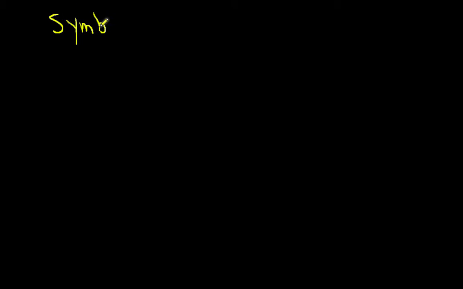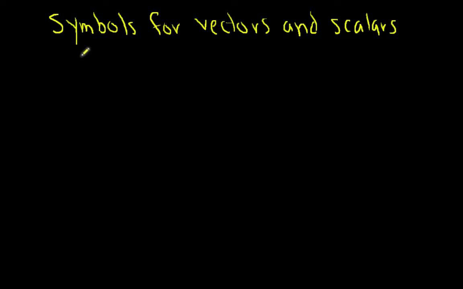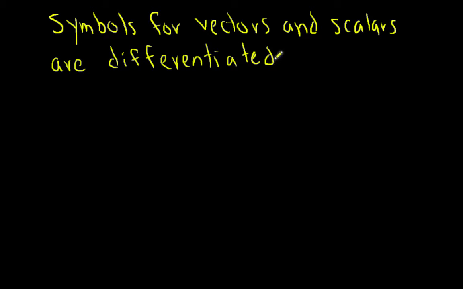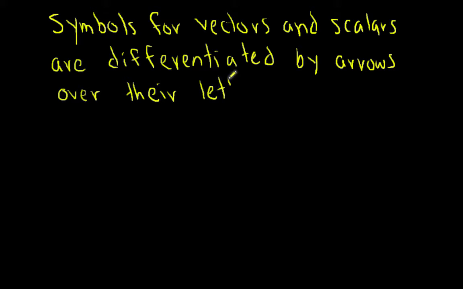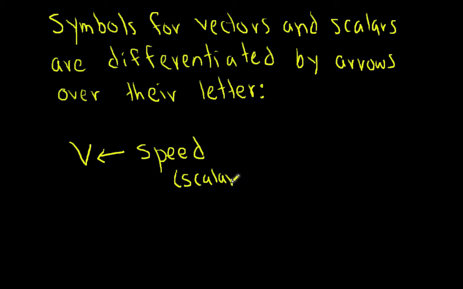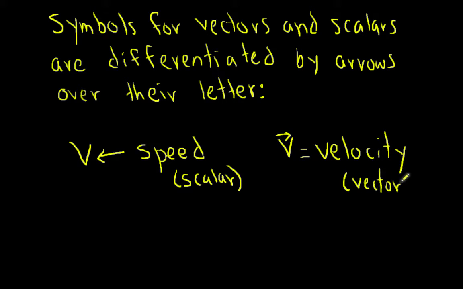On your data sheet, the symbols for vectors and scalars are differentiated with little arrows over the letter. This allows us to tell which kind of symbol shows a vector and which kind shows a scalar, and it tells you what to do in your calculations. For example, v is speed, which is a scalar quantity. The same letter v, but with an arrow over it, indicates instead velocity, which is a vector quantity.